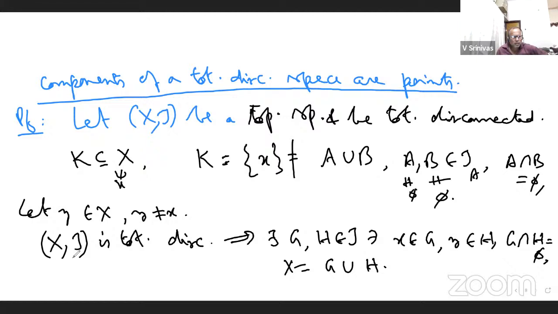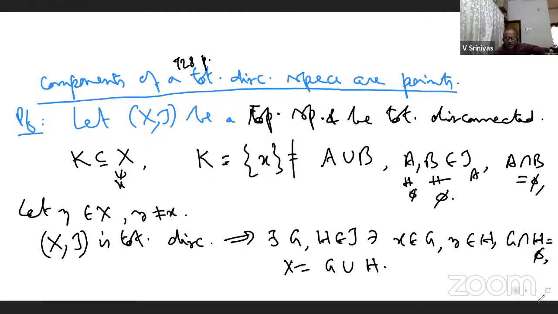What is meant by total disconnection? Sir, for every two non-equal points, we can separate them using sets A and B, which are disjoint and open. One minute. In the book, look at page 128 for the definition of a totally disconnected space. X is said to be totally disconnected if for every pair, you can find a disconnection.